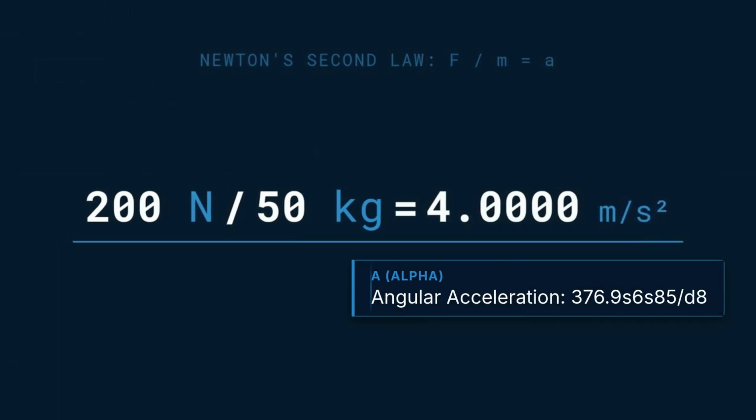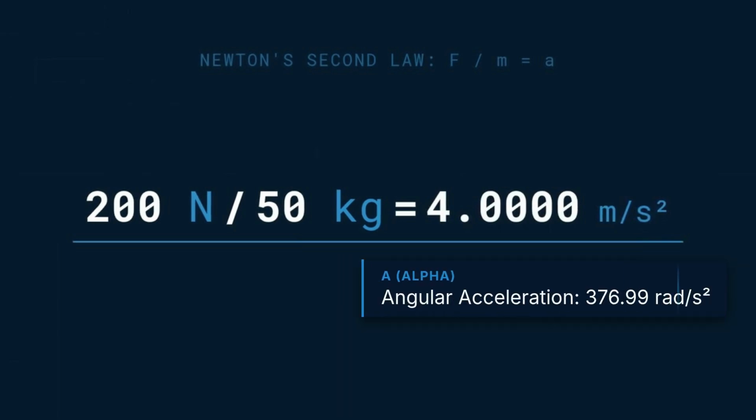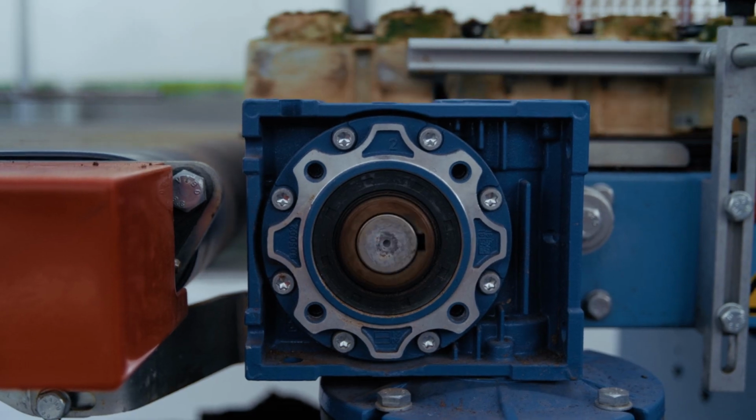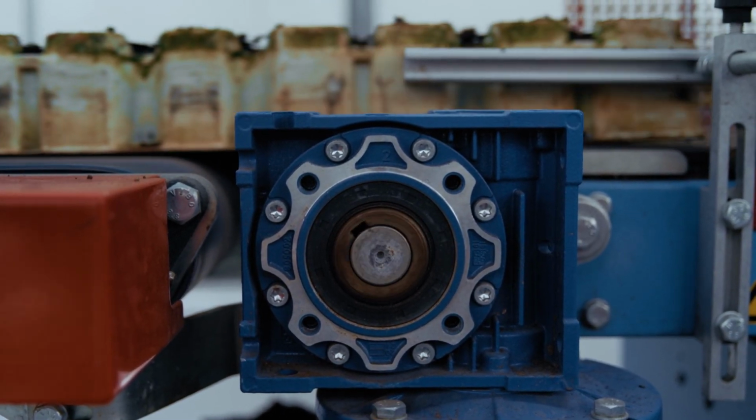First, the angular acceleration, shown as alpha, equals 376.99 radians per second squared. This tells us how quickly the rotational speed is changing. Second, and most importantly, the peak acceleration torque equals 37.70 Newton meters. This is the actual torque your motor or actuator must provide to achieve your desired acceleration profile. These values help you properly size your motor for dynamic applications.